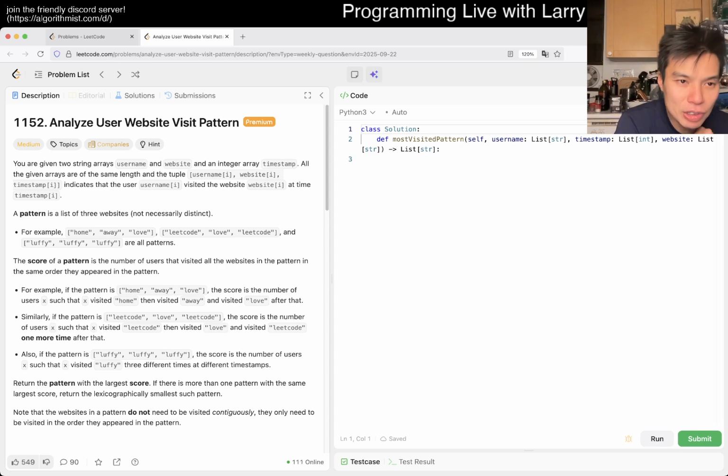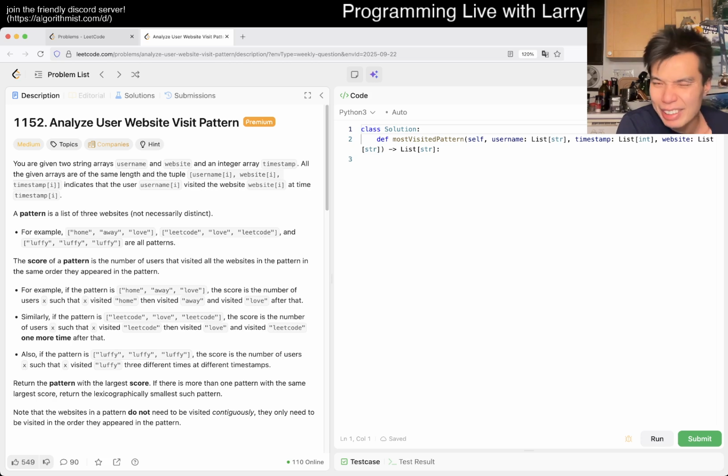Alright, 1152, analyze user website visit pattern. You're given a username, a website, and a timestamp, so you're given a tuple. That sounds fair enough so far. You have a pattern, and a pattern is a list of 3 websites. For example, these are all patterns, I guess. The score of a pattern is the number of visits in the same order.